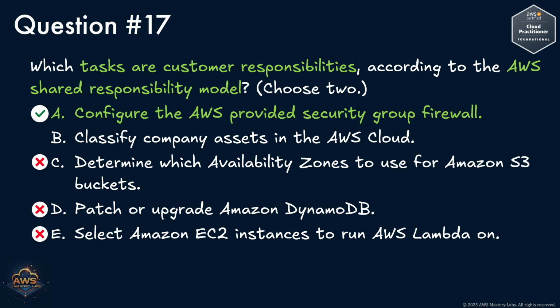Security groups act as virtual firewalls for Amazon EC2 instances and other supported services. While AWS provides the infrastructure and the mechanism, it is the customer's responsibility to configure the rules, what traffic to allow or deny, by port, protocol, and source. Option A is correct because customers are responsible for configuring security group rules that define traffic flow into and out of their instances.